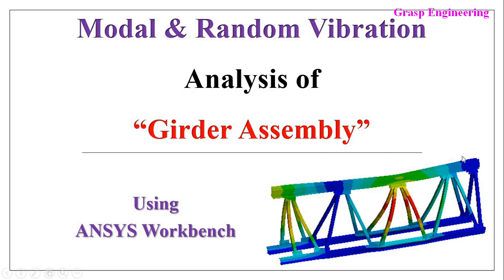Like here you can see these I section beams, and at the bottom also there are two I section beams, and these are nothing but your tubes, and here these are the stiffeners. So stiffeners basically hold these tubes together and connect the top as well as bottom I section beams.